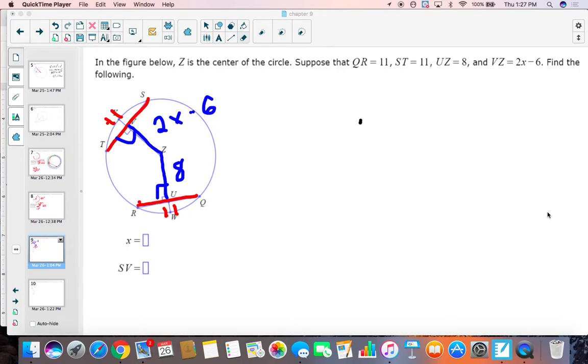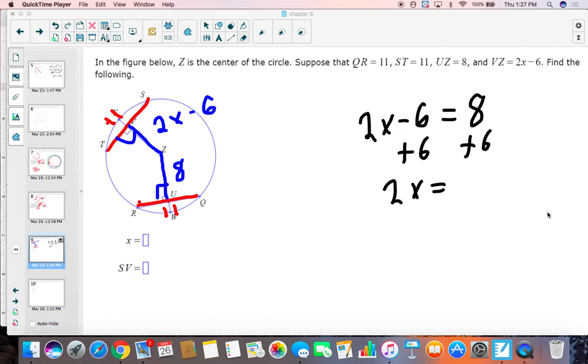We know that 2x minus 6 is going to be equal to 8. And then we solve, plus 6, plus 6. 2x is equal to 14, divide by 2, divide by 2. X is equal to 7. Okay? And then the next one, well, let's find SV.